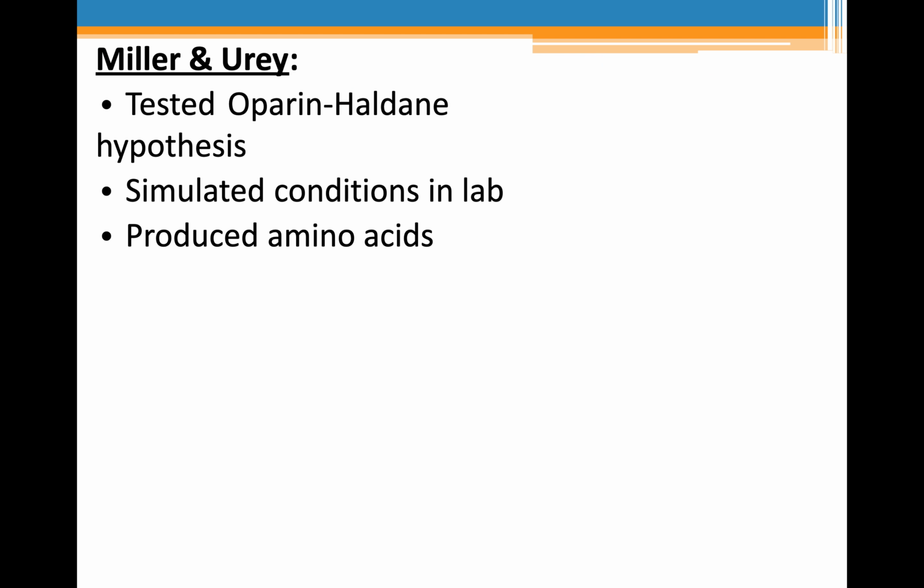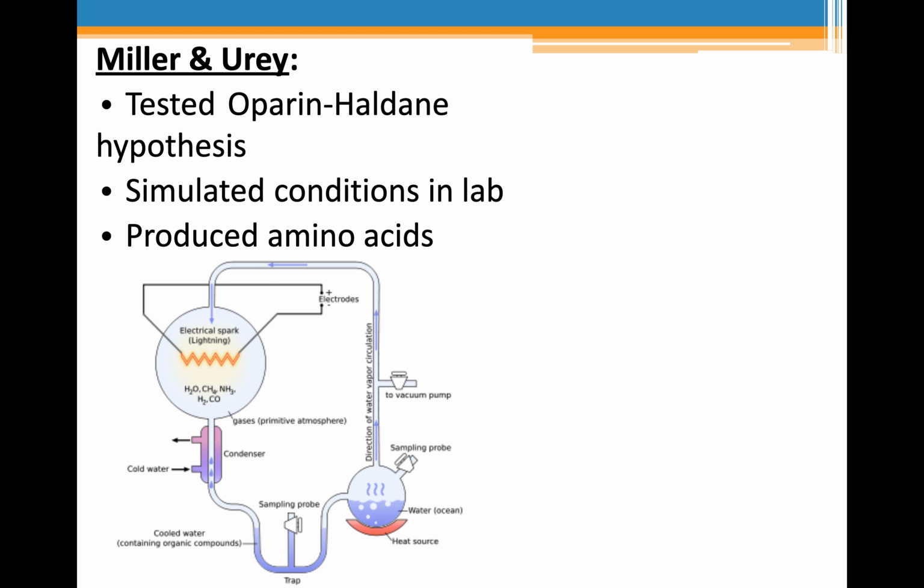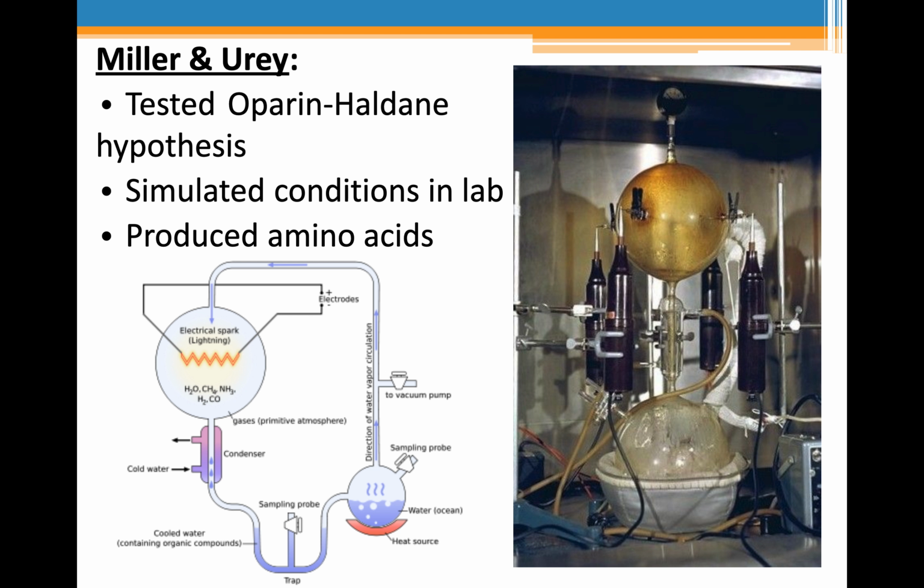And then finally, Miller and Urey came through and they actually tested Oparin and Haldane's hypothesis. They put this mixture of gases that were thought to be in the Earth's early atmosphere into an apparatus, and they used electricity as the energy source. What they found is that they were able to synthesize amino acids. And so it's likely that this is how those first simple molecules were synthesized, and it led to the development of larger macromolecules like proteins, lipids, and nucleic acids.